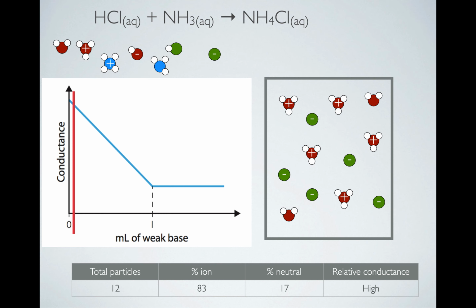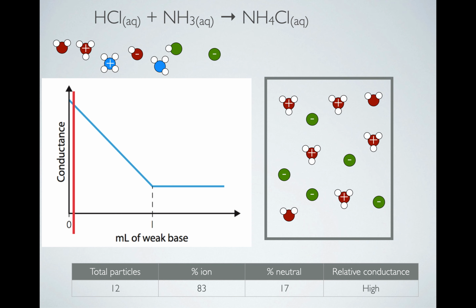So at the start, I've just got my strong acid. Like before, I've added in 5 molecules of HCl and they've completely ionized and formed 5 molecules of chloride and 5 of hydroniums. So out of my 12 particles, I've got 83% that have ionized. So very high conductance there.